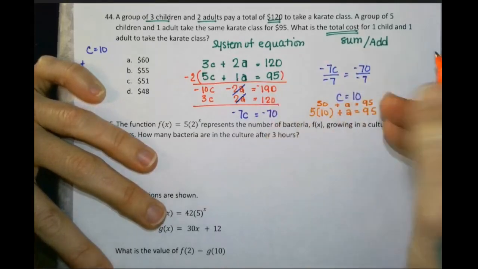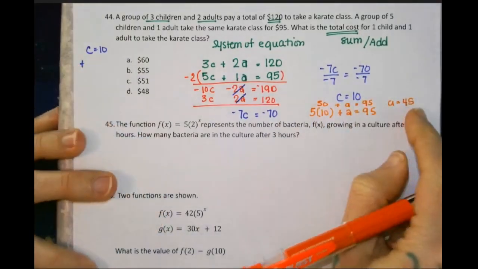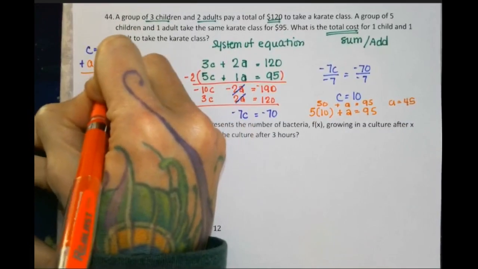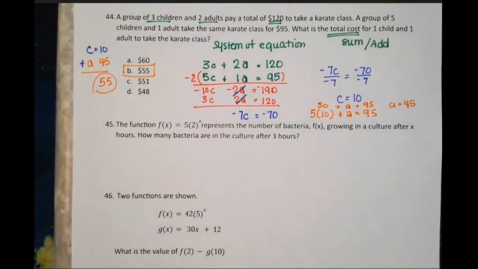Going to subtract 50, so adults are going to equal 45, because 95 minus 50 gives us 45. So if adults are 45, add those together, and I get 55. Hopefully that came together for you a lot easier than it did when we originally learned it.